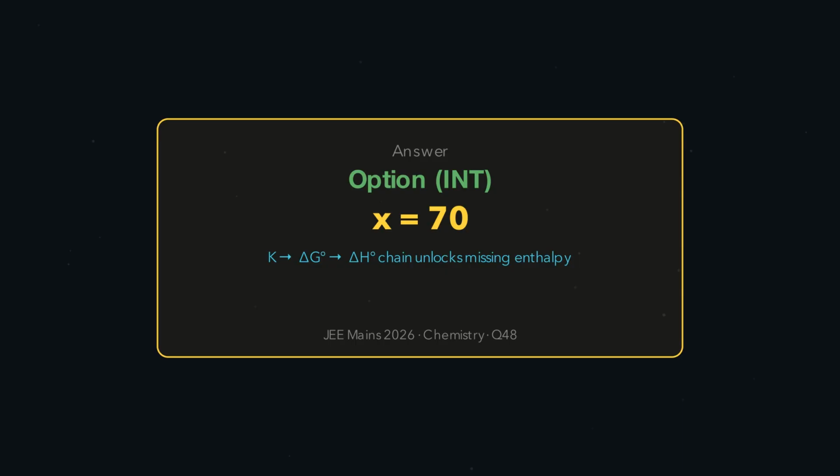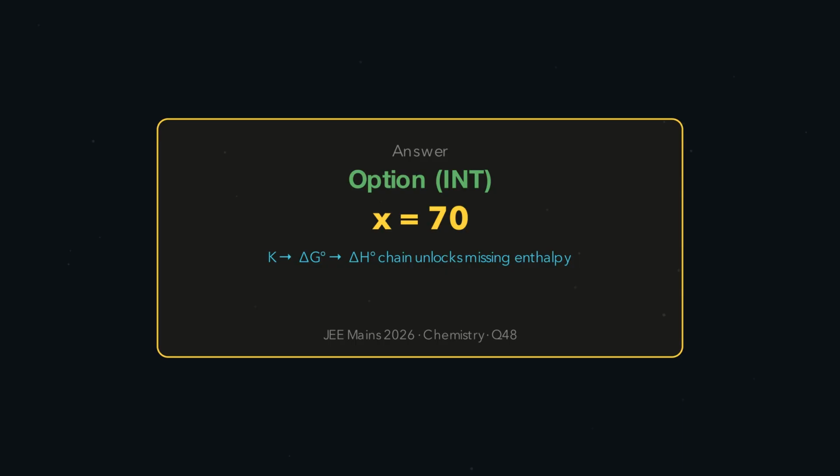Second, we convert the equilibrium constant into a standard Gibbs free energy using delta G naught equals negative 2.303 times R times T times the log of K. Finally, we use the fundamental relation delta G equals delta H minus T delta S to solve for the unknown. Let's start with the entropy change.